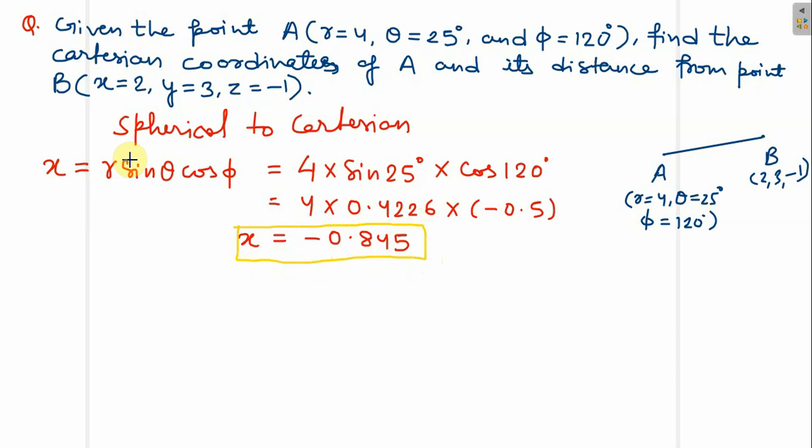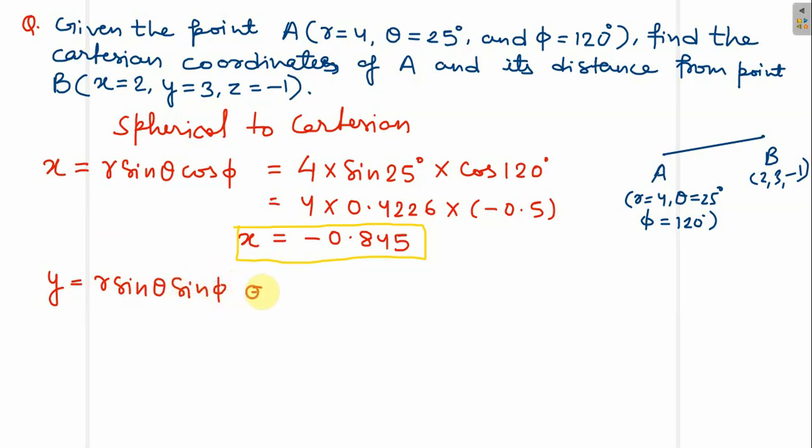Okay, so similarly we can calculate the y also. For y also we have the formula. So like x equal to r sin theta cos phi, so for y, what is the formula? Let's recall it, when we had discussed this spherical to Cartesian transformation. So y equals to r sin theta and sine of phi.